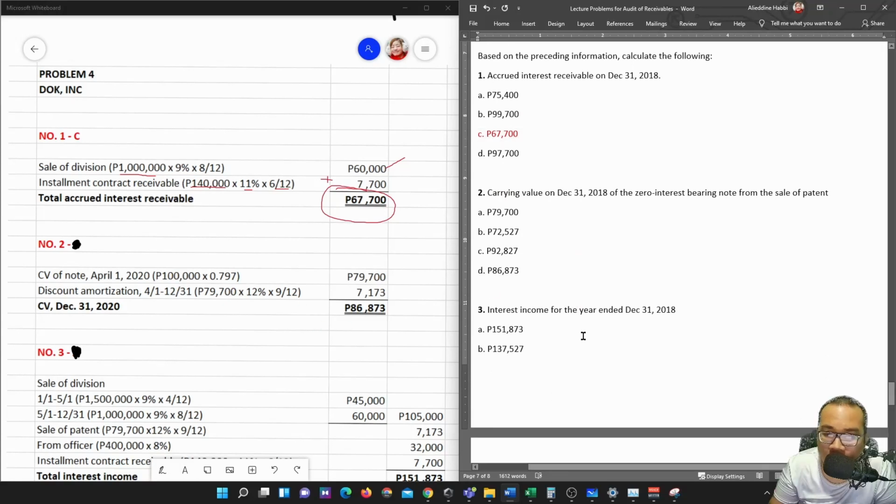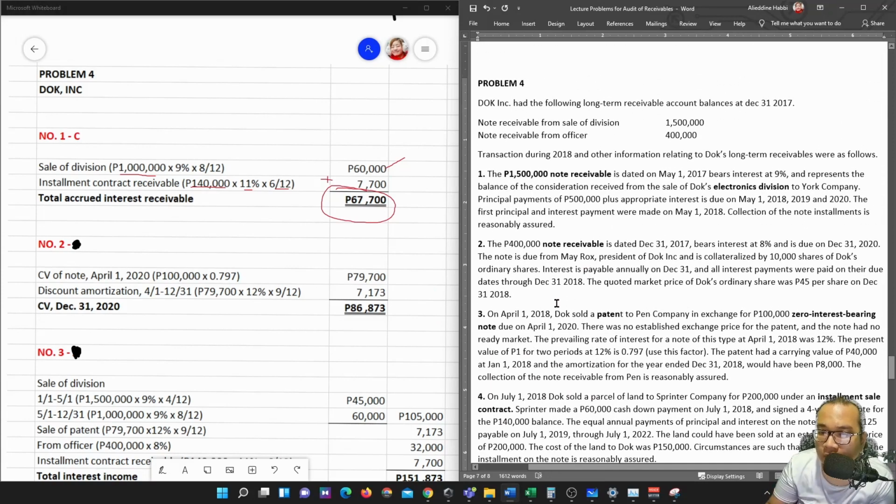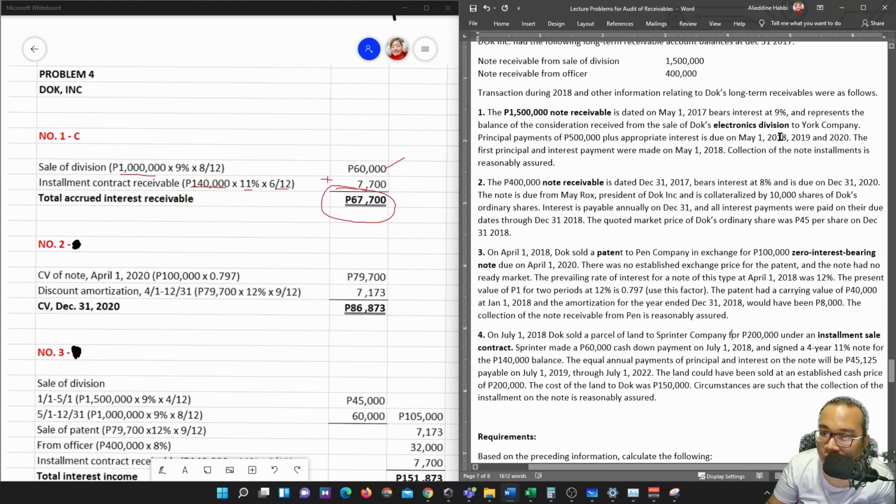So, next one would be the carrying value on December 31, 2018 of the zero interest bearing note from the sale of the patent. So, pertains to patent ito. Kaya ko yung nilagay ng mga ganito, para makita ko agad kasi dami nila, haba-haba. Ito electronics, ito yung sa president, ito yung sa patent zero. Kaya nilagay ko na yun. Tip lang yan, bold na yun. Number 2.